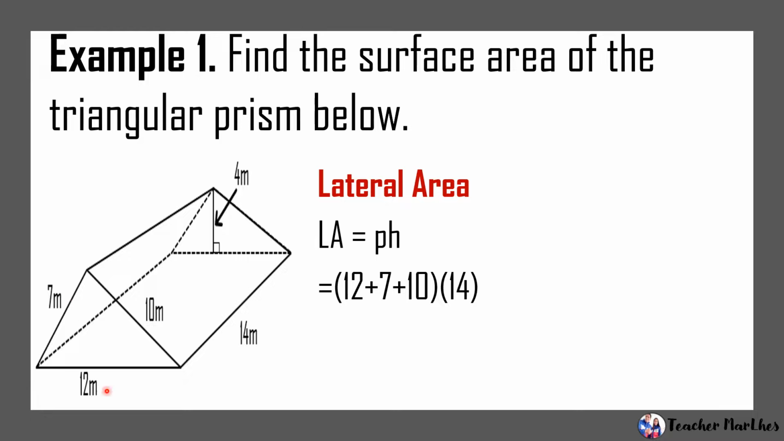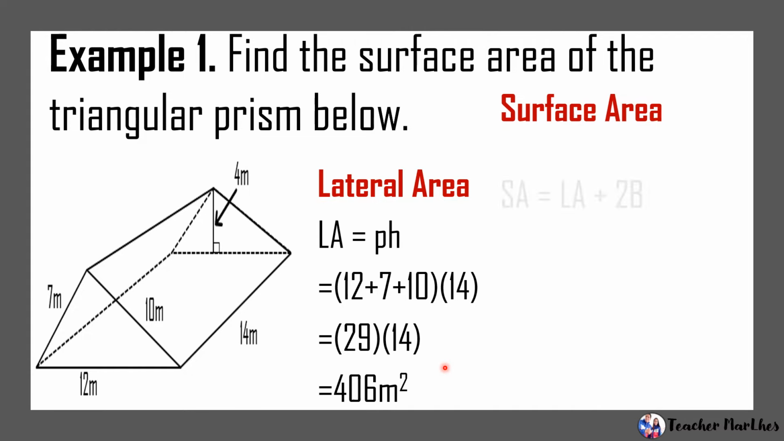So, ipagpa-plus lang yung tatlo. Then, ang height ng triangular prism na to ay yung 14. Kasi pag pinatayo mo to, yung height nito ay 14. Kaya times 14. Then, evaluate. 12 plus 7 plus 10 is equal to 29, times 14 is equal to 406 square meter. So, yun yung lateral area ng triangular prism.